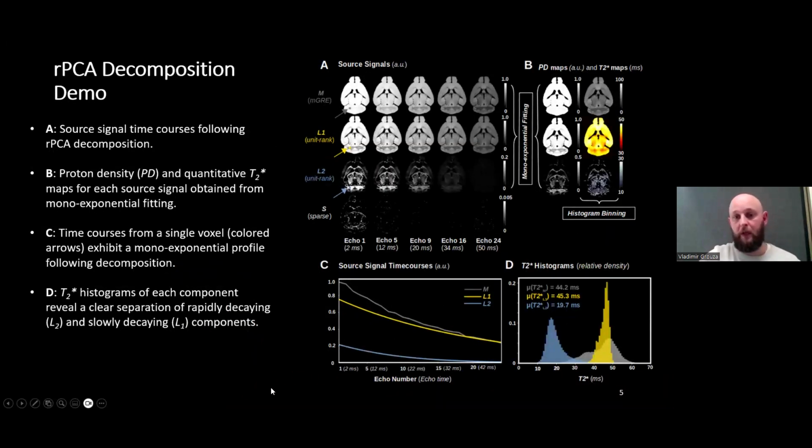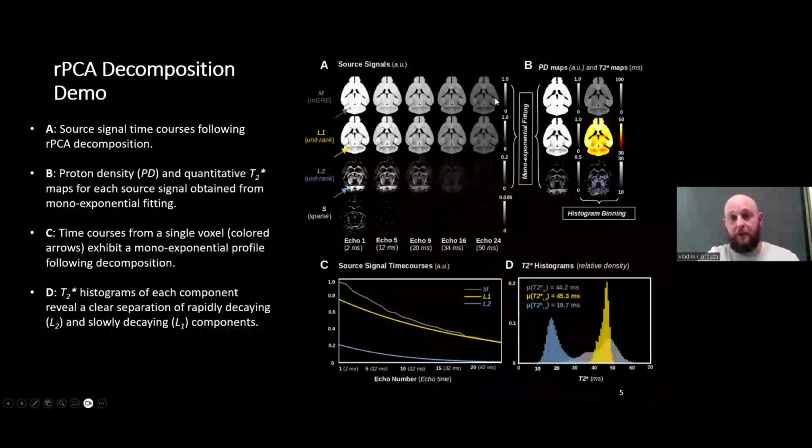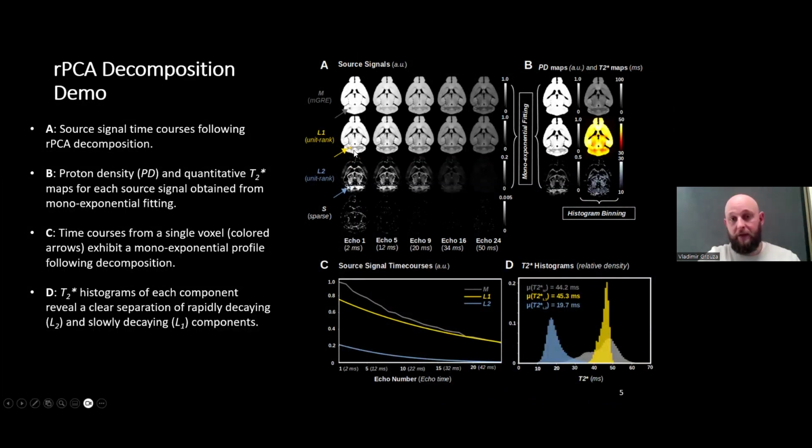So what this looks like pictorially is the following. If we look at panel A, this is our MGRE signal for a mouse, and we can see that it experiences T2 star decay, and after it's split into L1 and L2, we can see that the L1, the slowly decaying component, behaves relatively similarly to the original signal, but the L2, this quickly decaying component, decays quite quickly, and some noise is sequestered into the sparse.